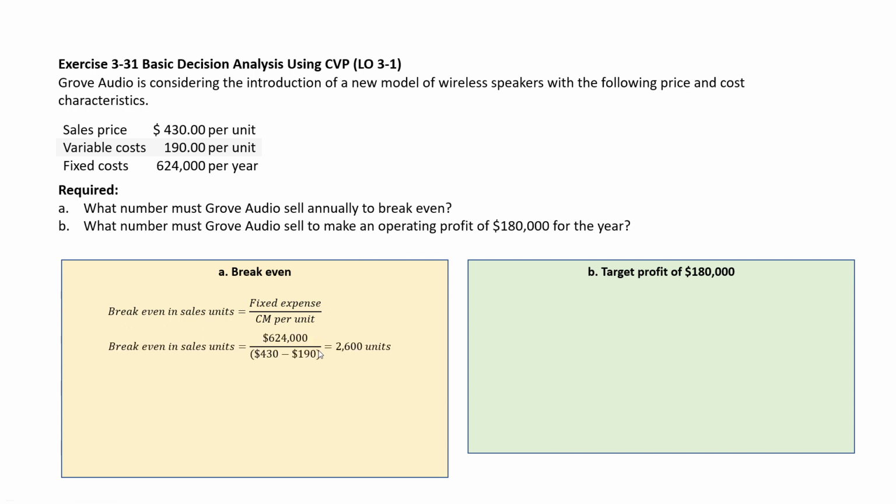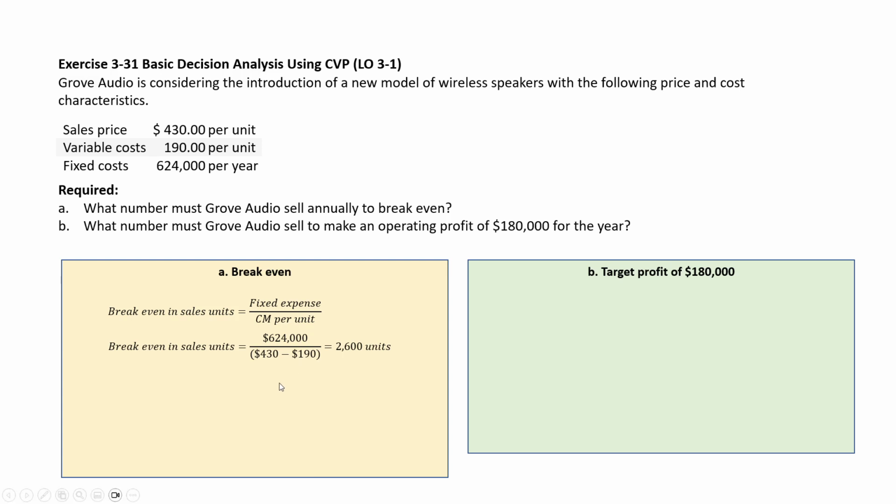So in this example, if our fixed cost is $624,000, we'll divide that by how much each unit is going to contribute to first covering that fixed cost, then hopefully, if we get past break-even, help cover a profit. Well, each unit contributes the selling price of $430 minus variable cost of $190, which I don't show here, but that's $240. If each unit contributes $240 divided into the fixed cost of $624,000, we would need to sell 2,600 units in order to break even.